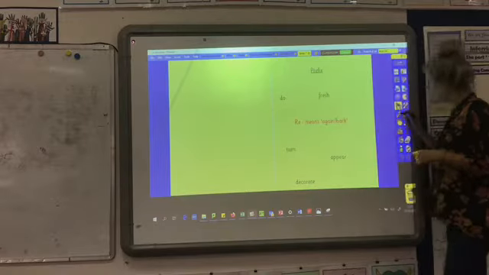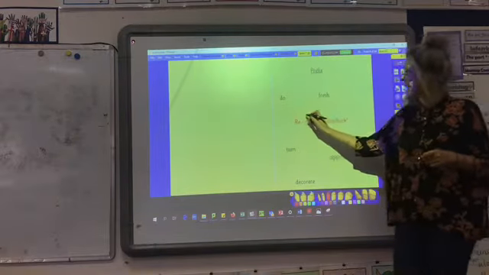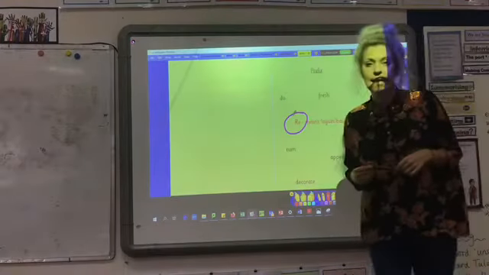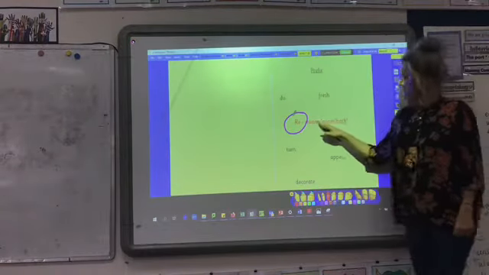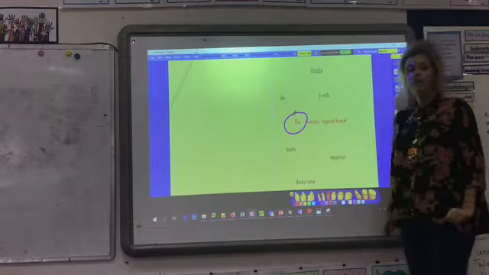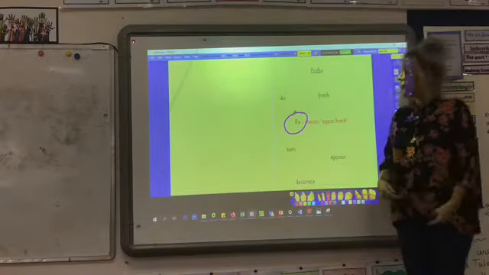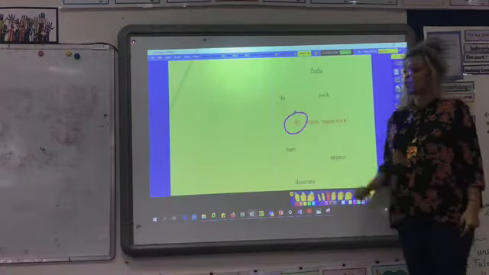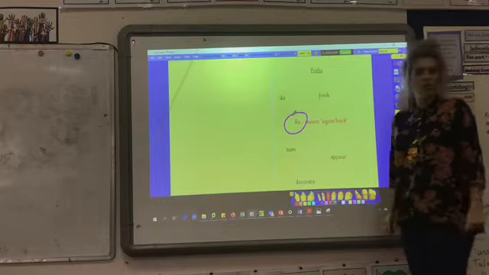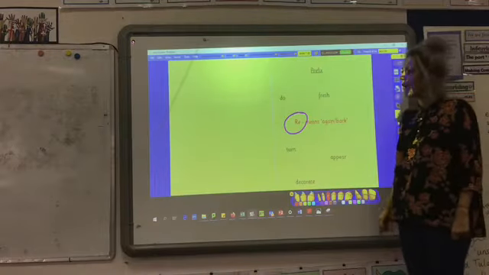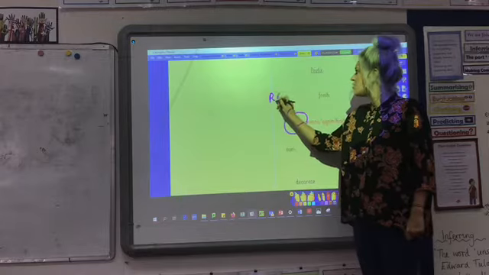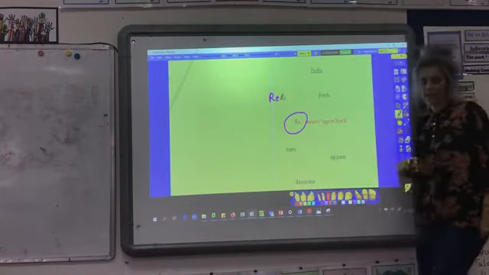The first prefix we are looking at today is re. R-E. And re means again or back. For example, Miss Shaw might ask you to do your work. However, if you do not do your work well enough, Miss Shaw might ask you to redo your work, to do it again.